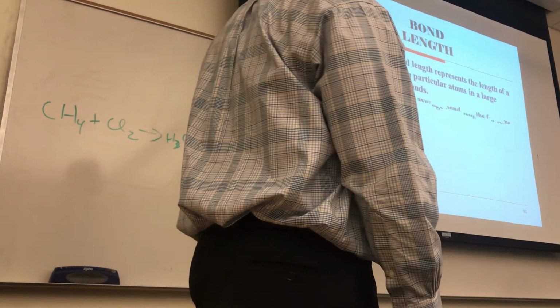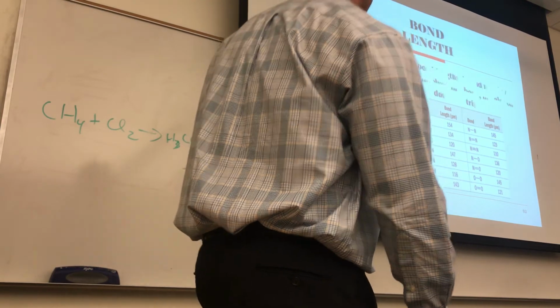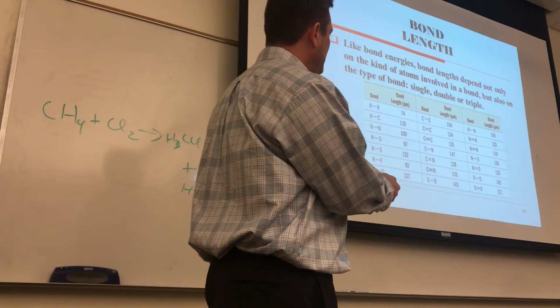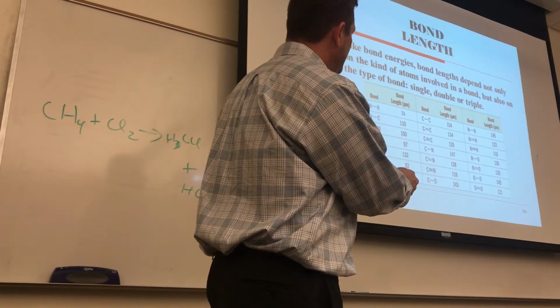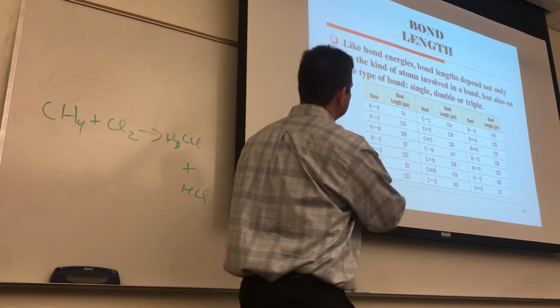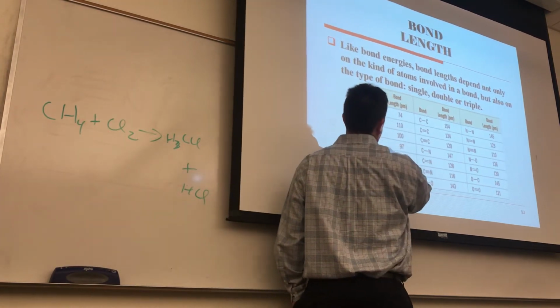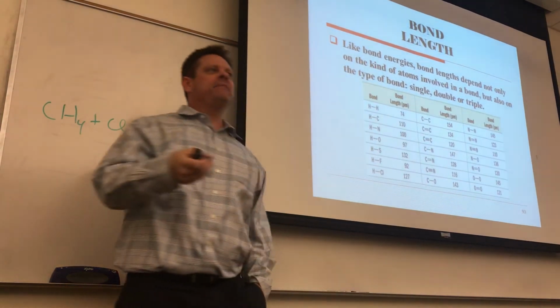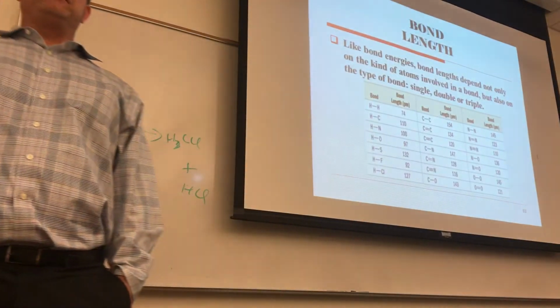Bond length. Very straightforward. I've already discussed it a little bit. You can see the bond lengths. They're given in picometers here. So bond length goes like this. As the atom gets bigger, the bond length is going to be larger.